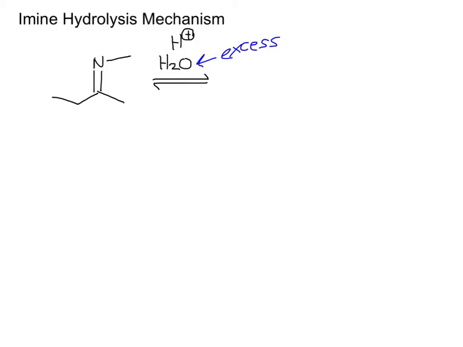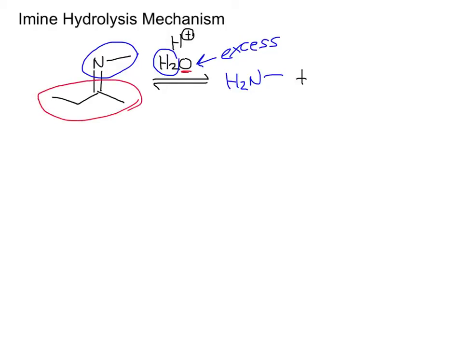Now, we can just think about what the basic products are going to be, and what's going to happen is the two hydrogens are going to go onto the nitrogen to give us, in this case, a methylamine. And then the oxygen is going to get substituted onto this group as a carbonyl. So those are the products, but let's take a look at the mechanism and see exactly what's going on here.